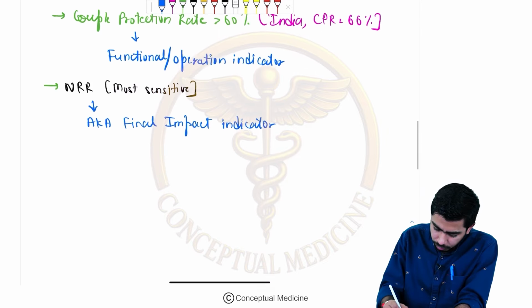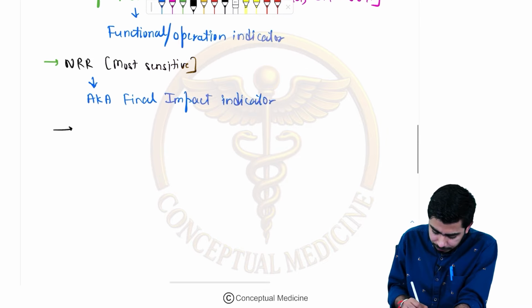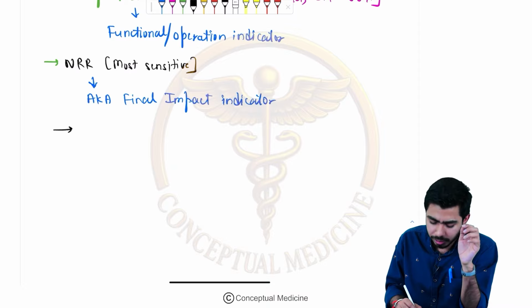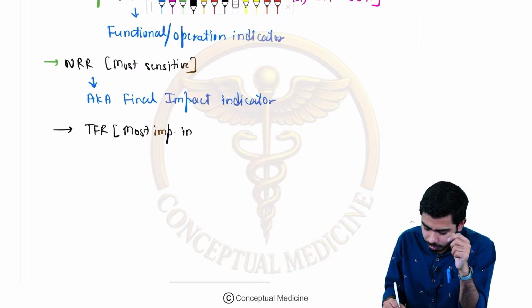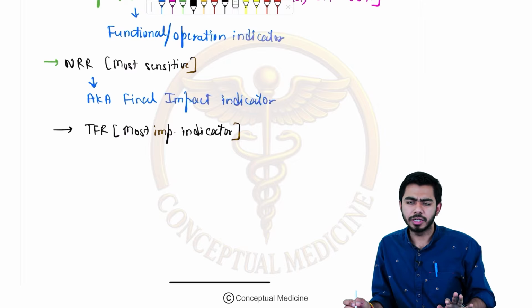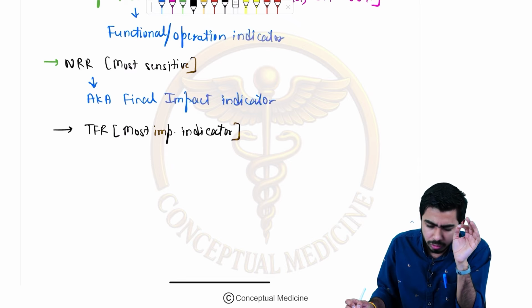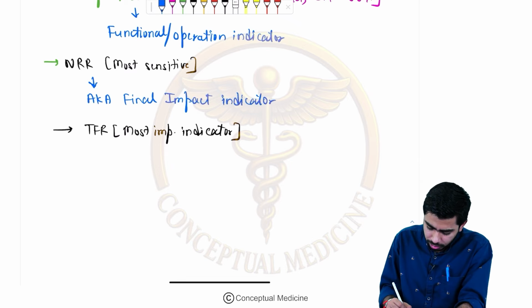Now, one more point I would like to highlight: if we talk about the total fertility rate, this is the most important indicator. So these are some of the one-liner MCQs which shall be tested in the examination. The most important indicator is the total fertility rate, and the total fertility rate is the epidemiological indicator.